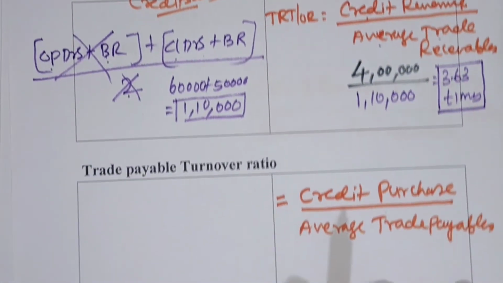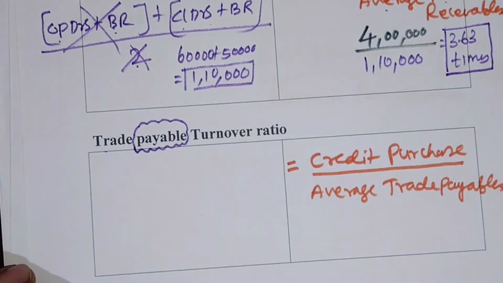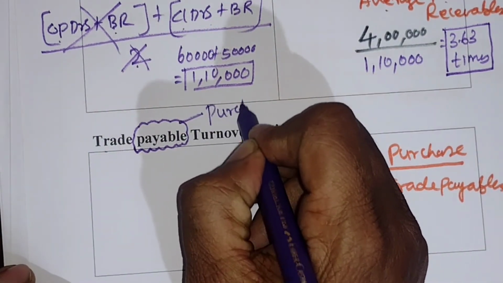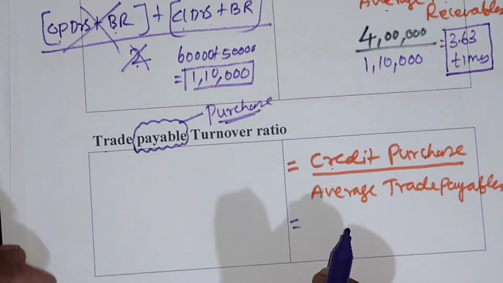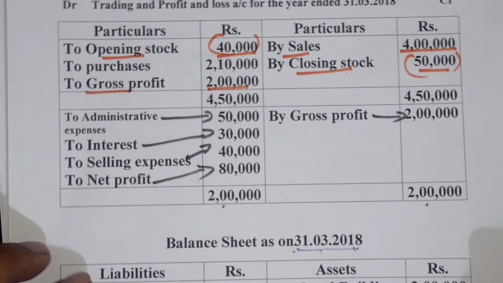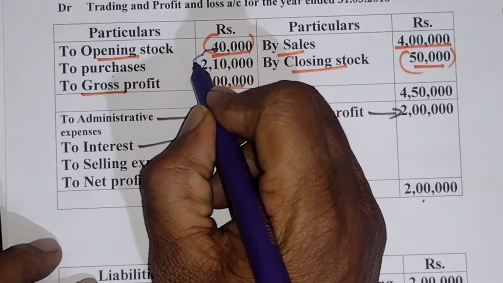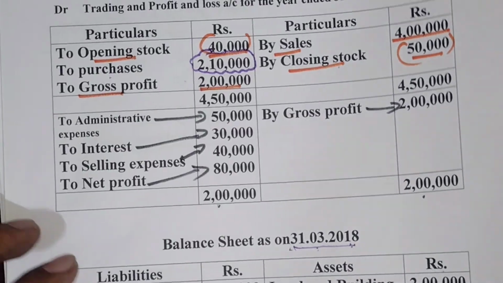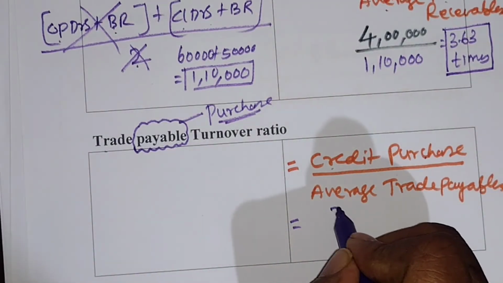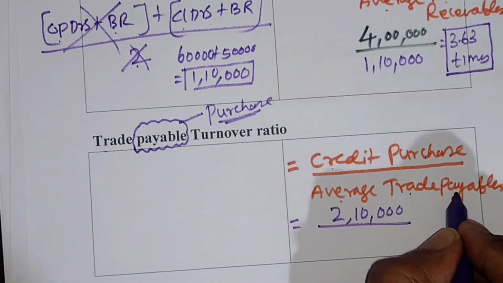Coming to the next one, trade payables. Payable means that when I purchase the goods, then only it is payable. Therefore, credit purchase is taken into consideration. Now again, as per this problem, the purchases given is 2,10,000. It is not mentioned whether it is credit purchase or cash purchase. Therefore, we should consider that as the credit purchase, 2,10,000. And the second thing, average trade payables.